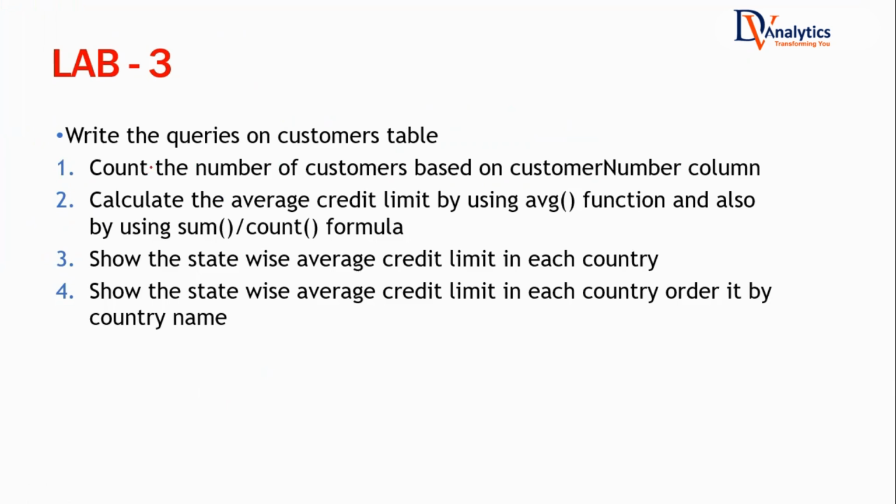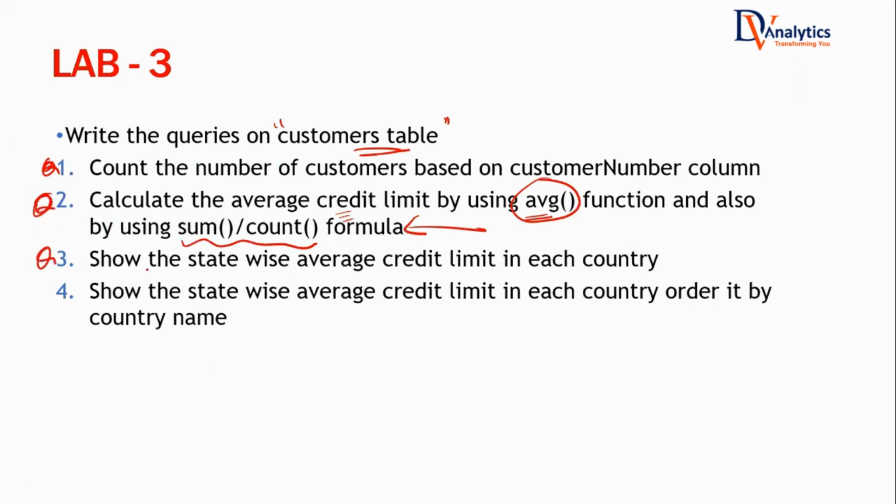Once you have understood that, then write these queries on the customers table. There is another table called customers. Have you seen that? Go to that customers table, then write the queries for each of these questions. Question number 1: count the number of customers based on the customer number column. Question number 2: calculate the average credit limit by using the average function. That is one method. Within question 2, there is another part: also use the sum divided by count method. Direct function as well as your own sum divided by count method. See what the results are, whether they are matching or not.